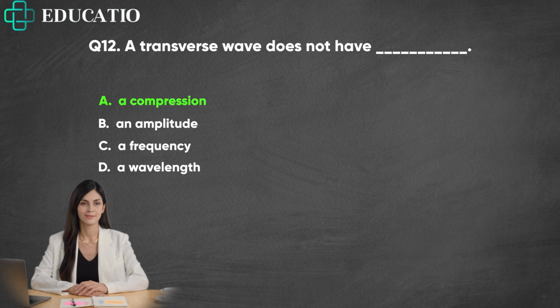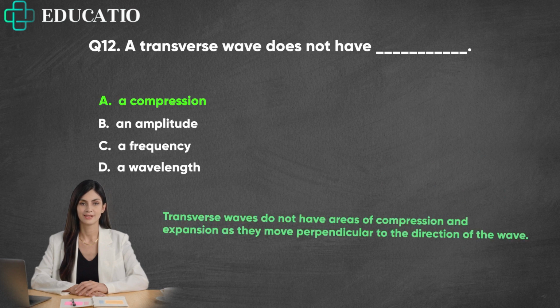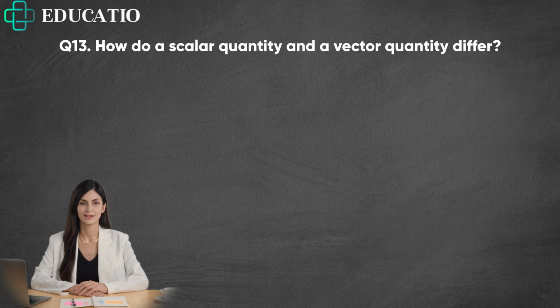Answer: A. Explanation: transverse waves do not have areas of compression and expansion as they move perpendicular to the direction of the wave.